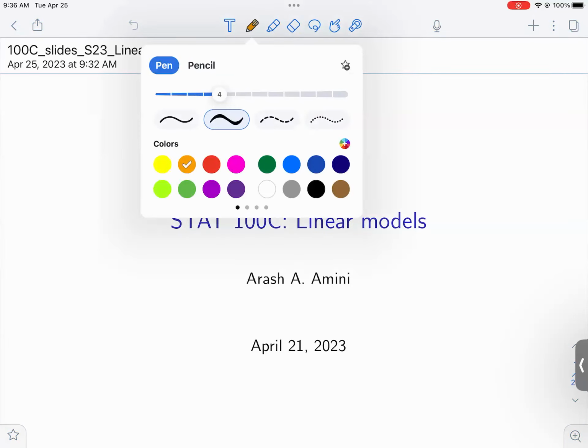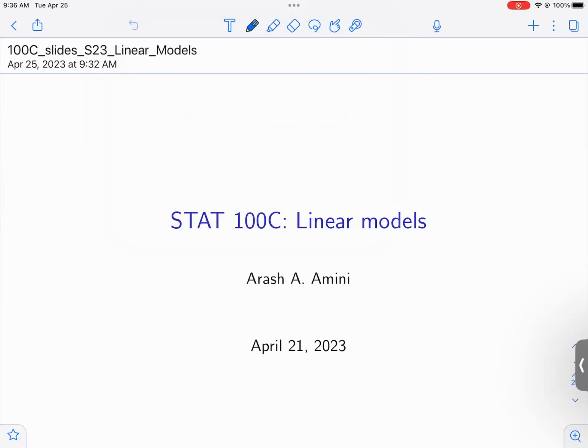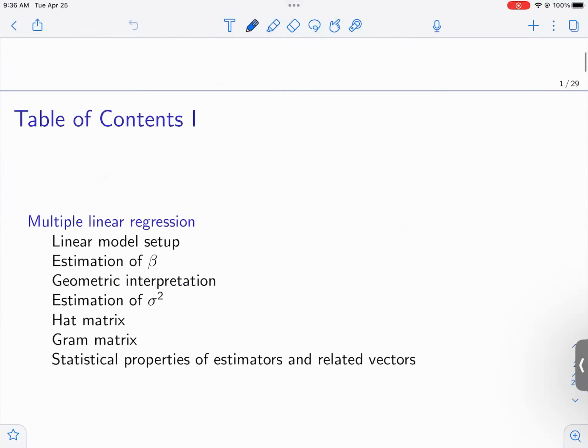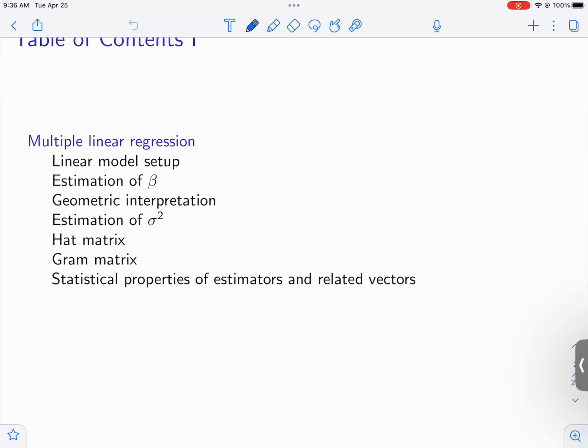So we're going to start the main topic, which is linear models, or multiple linear regression. Today, hopefully, we'll discuss the setting and maybe a bit of estimation. Geometric interpretation comes next.